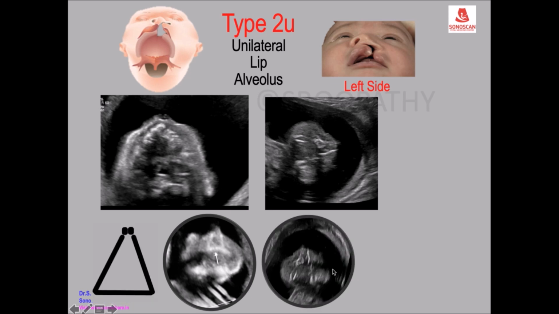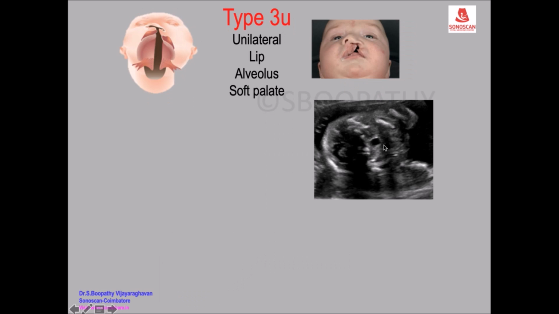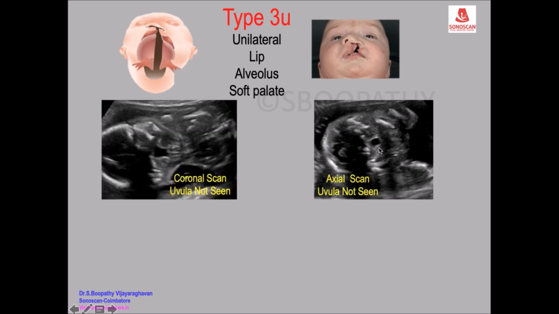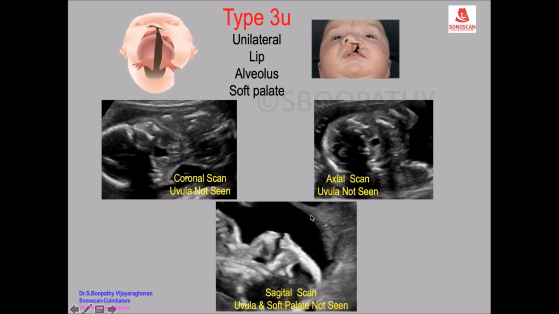Whereas in this case, you see the retronasal triangle. You see the normal base on the right side. Whereas on the other side, you see fluid filled nasopharynx, but you fail to see the uvula. And in the coronal scan also uvula not seen. So then we have to confirm the soft palate in the sagittal scan. The sagittal scan shows the tongue there, but you fail to see the soft palate. So the uvula and soft palate are not seen.